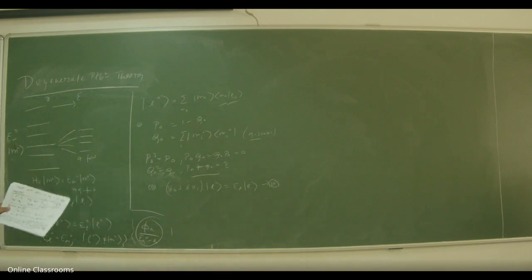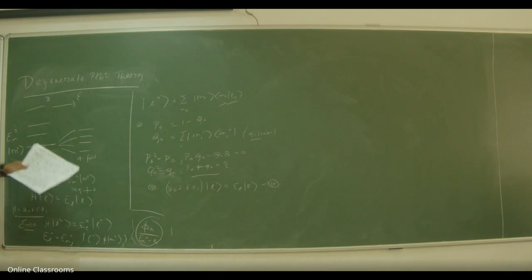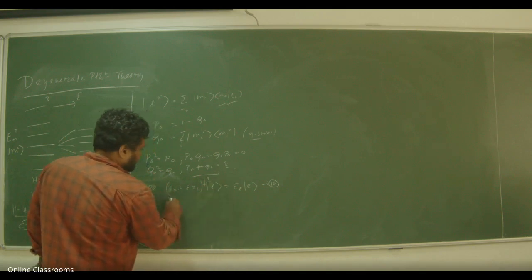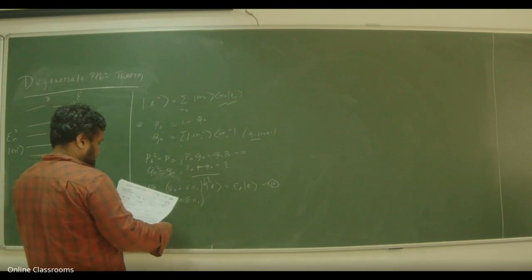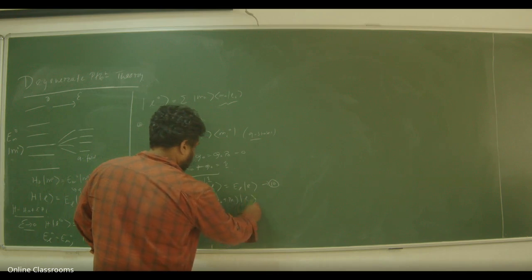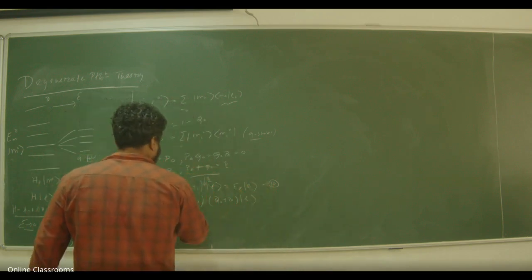What I'll do is split the problem into two parts: the part that is in that subspace and the part that is not in that subspace. So I insert the identity here, Q0 plus P0, acting on |L>. Then, let me do it term by term.